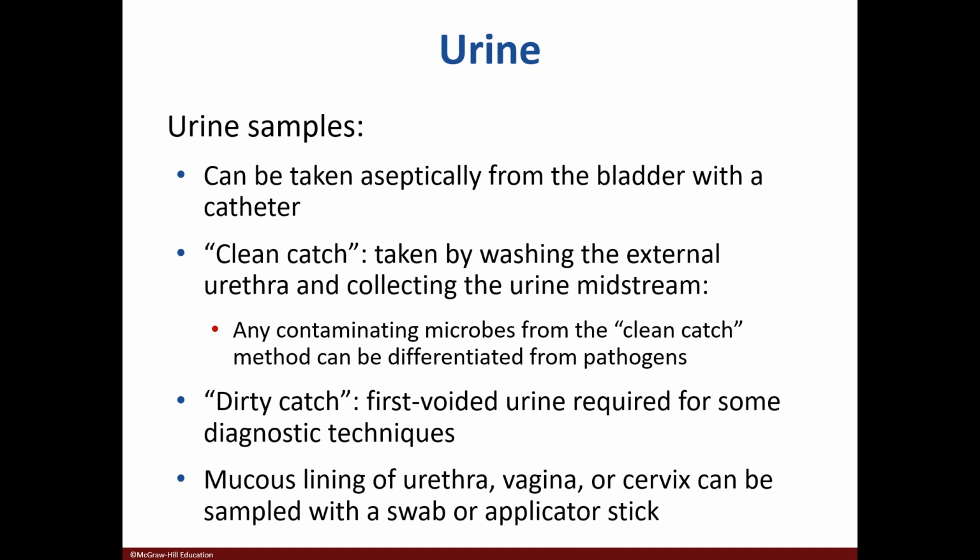Urine can be collected using a catheter or a clean catch from the urethra. In this method, contaminants can be differentiated from pathogens. A dirty catch, which is the first voided urine, can also be used, along with swabs of the mucous lining in the urogenital region.